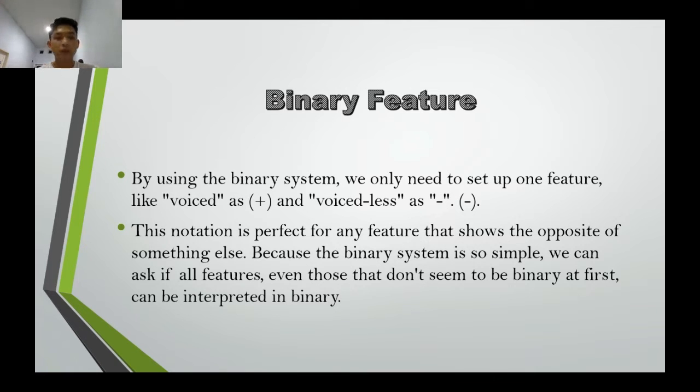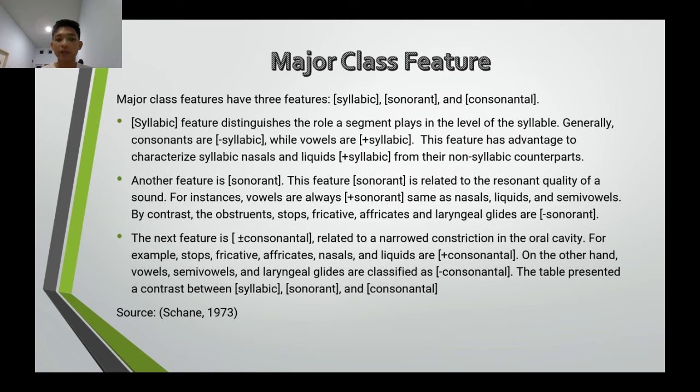Binary features. By using the binary system, we only need to set up one feature, like voiced as plus and voiceless as minus. This notation is perfect for any feature that shows the opposite of something else. Because the binary system is so simple, we can ask if all features, even those that don't seem binary at first, can be interpreted in binary.